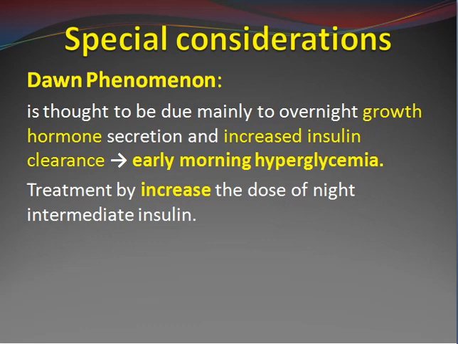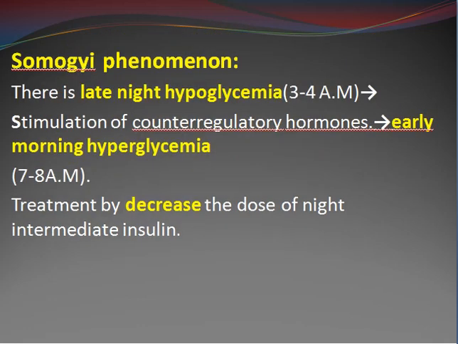We have special considerations. First, dawn phenomenon. It is thought to be mainly due to overnight growth hormone secretion and increased insulin clearance, which result in early morning hyperglycemia. Treatment is by increasing the dose of night intermediate insulin. We have also Somogyi phenomenon. There is late night hypoglycemia, which stimulates counter-regulatory hormones, leading to early morning hyperglycemia. Treatment is by decreasing the dose of night intermediate insulin.